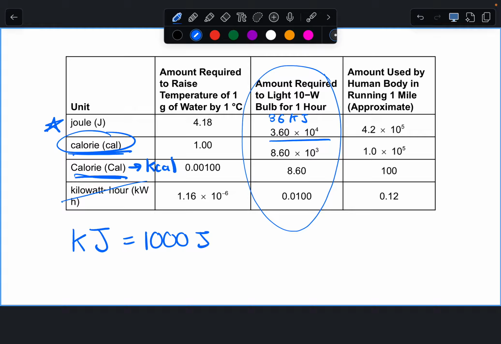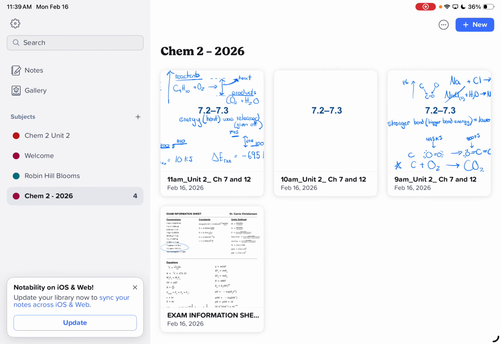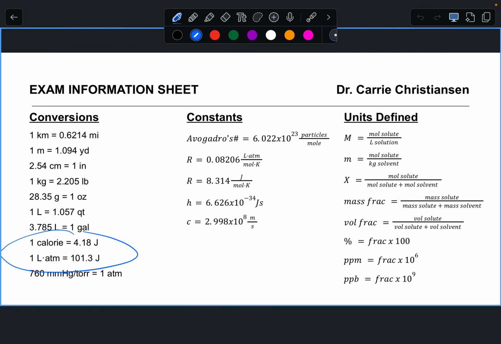As far as conversions on the exam equation sheet, there's two that you want to be aware of. So the calorie to joule conversion, and this is the little calorie. So calorie to joules is there. And remember, anytime you have things that are equal, you can set that up as a conversion factor. So 4.18 joules per 1 calorie.